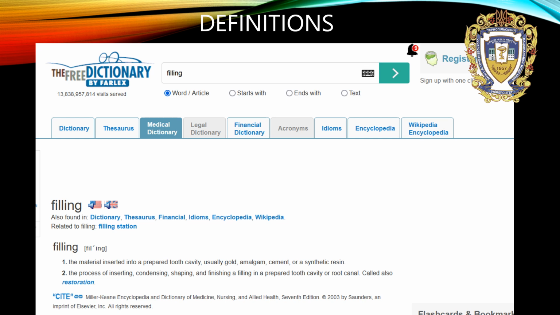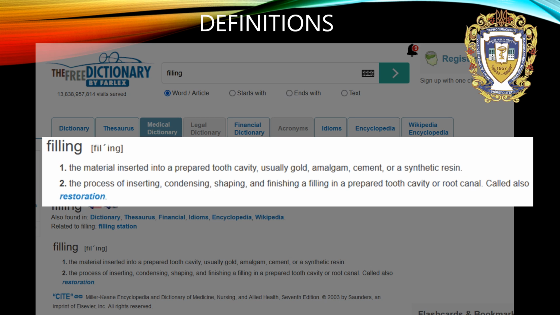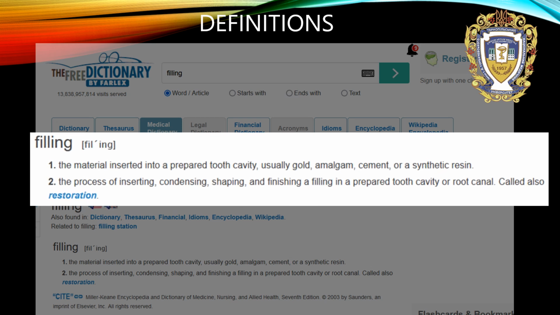What does the term filling mean in the medical sense? First of all, it is the material inserted into a prepared tooth cavity, usually gold, amalgam, cement, or a synthetic resin, or the process of inserting, condensing, shaping, and finishing a filling in a prepared tooth cavity or oral channel. Please don't confuse the terms filling and sealing.